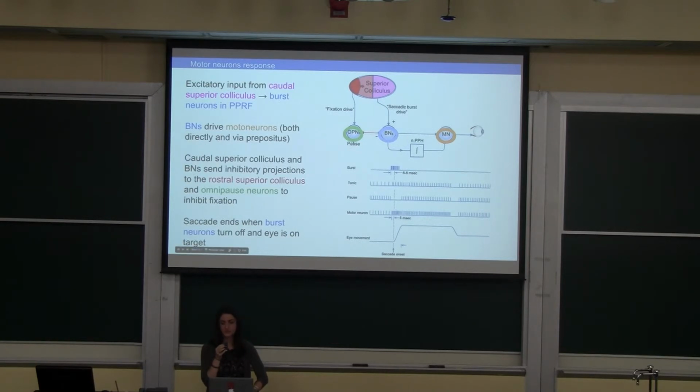So then once the burst ends and you're onto your fixated point, the burst neurons turn off, and then this inhibition of the pause neurons and the rostral superior colliculus ends, and so you're able to fixate on a specific point in space. You can see the activity of each of these neurons in this diagram during the eye movement and then during fixation.